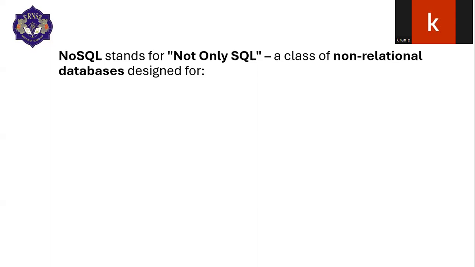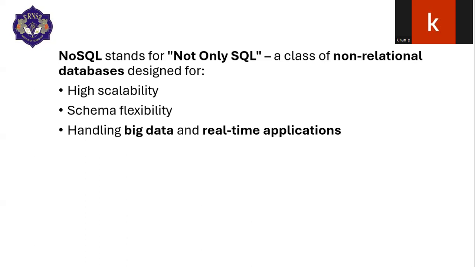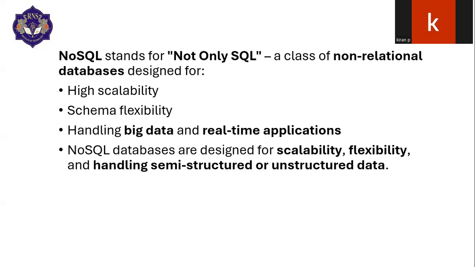Earlier, we just concentrated more on structured data. Now we are concentrating on unstructured data. What is the usage of NoSQL? It is used for high scalability and schema flexibility. High scalability means you can make changes very easily. Schemas can also be changed flexibly, and it can also be used for managing big data contents. So these are three relevant applications of NoSQL.